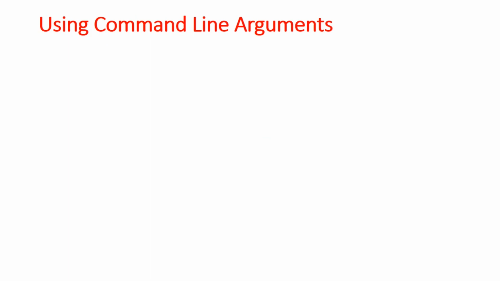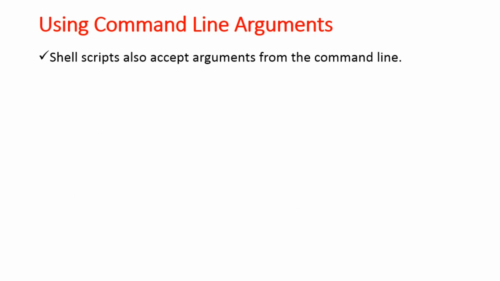Next topic, command line arguments: how to read all the arguments from the command line, from the terminal. A shell script also accepts arguments from the command line. So instead of variables, the shell script accepts the arguments as input from the command line. You need to read all the arguments given.